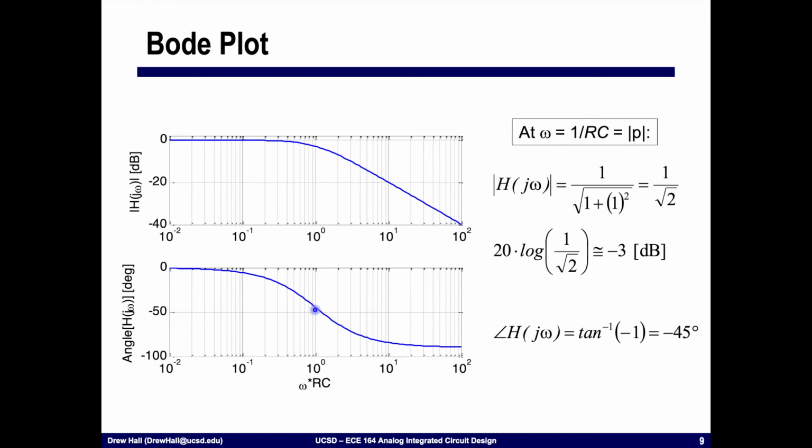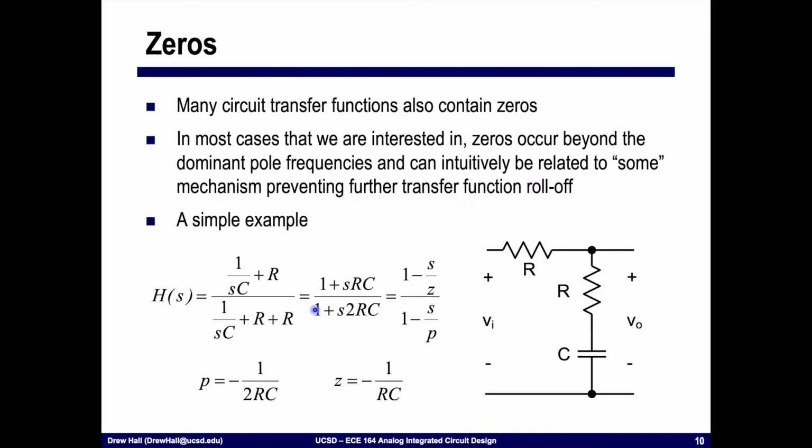So I would encourage you to become very comfortable looking at Bode plots and identifying where the poles and the zeros are, as we'll talk about in just a second. It turns out that most circuits do not just contain poles, they also contain zeros. The zeros may or may not lie within the bandwidth of interest. Oftentimes they are at higher frequencies and they will relate to, as we'll talk about a little bit later, the non-dominant poles.